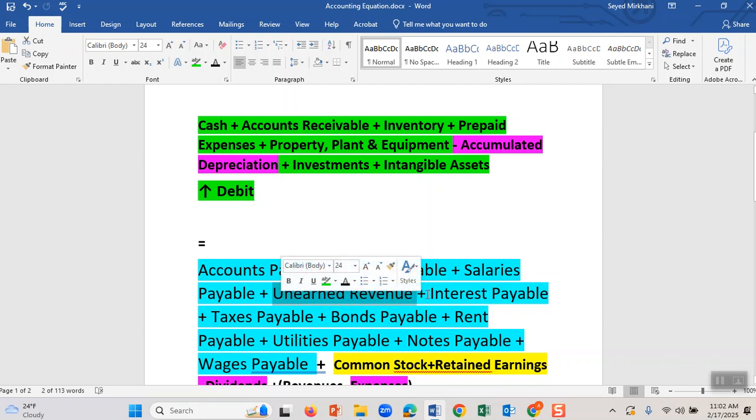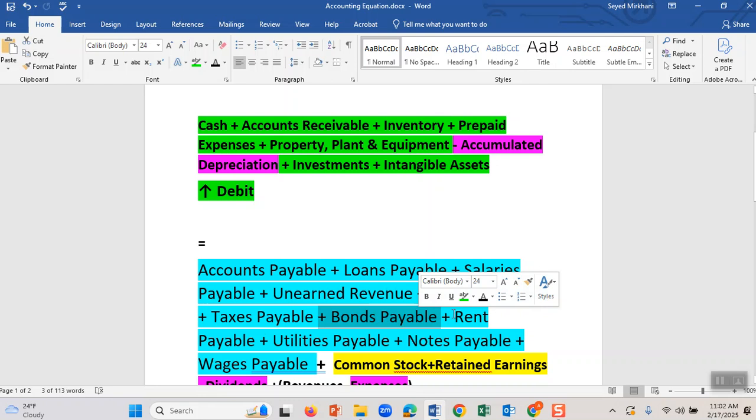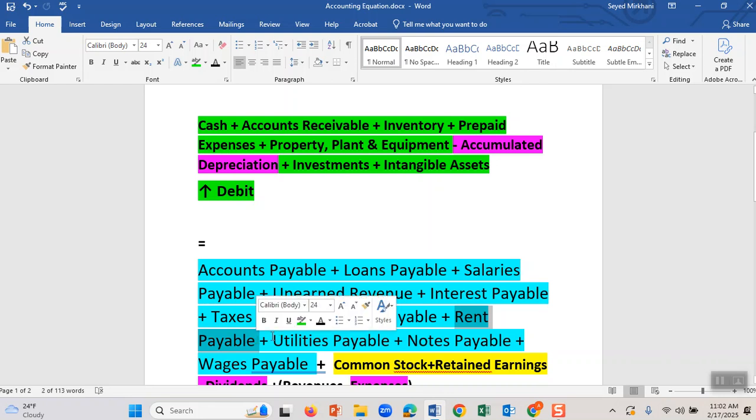Interest payable, she has to pay interest. Taxes payable. She has to pay taxes to the federal government. Bonds payable. Of course, she doesn't have bonds. Companies have bonds. Rent payable. Imagine that she lives in DC. You don't want to park your cab in the street. You would rather have a garage. She can buy her own small garage, or rent. She has to pay.